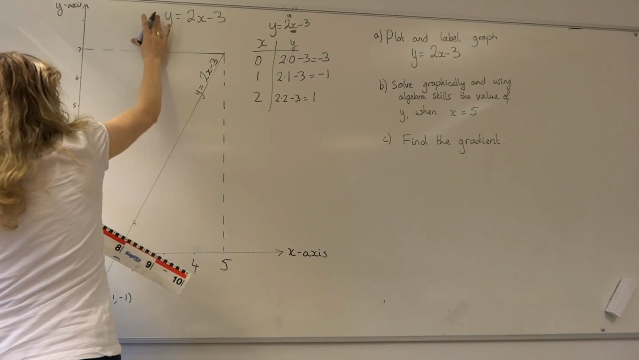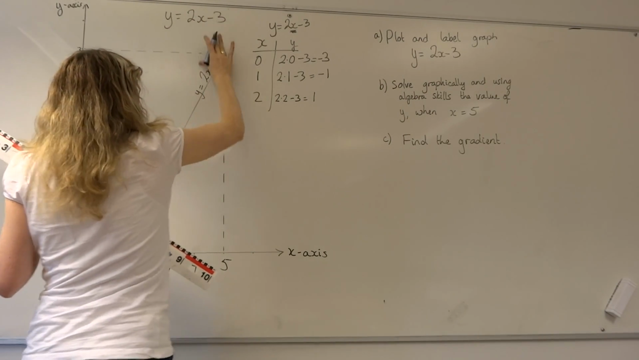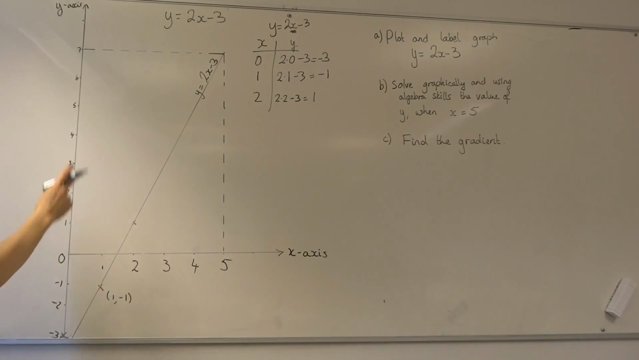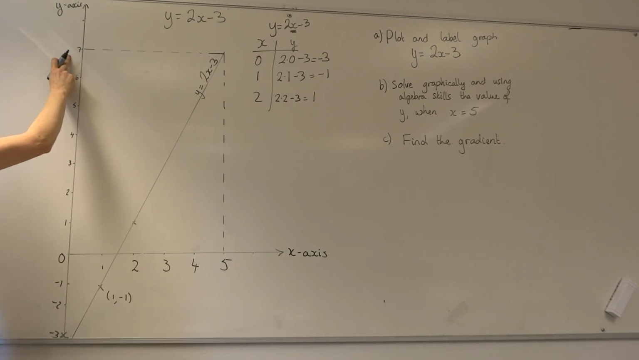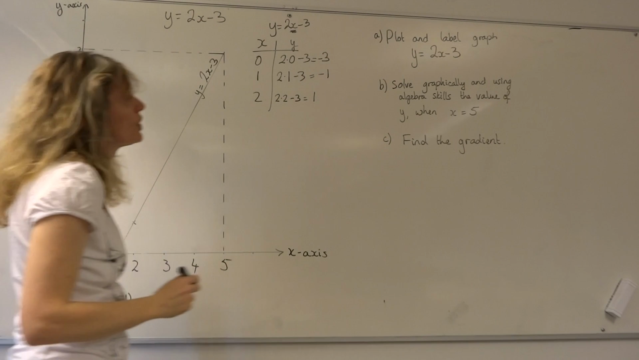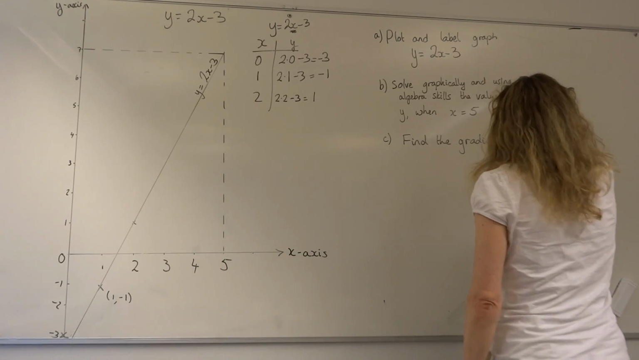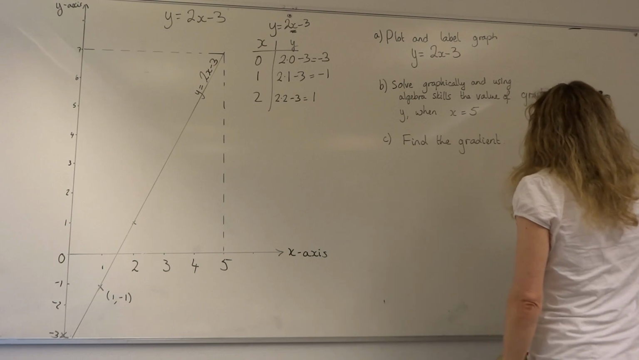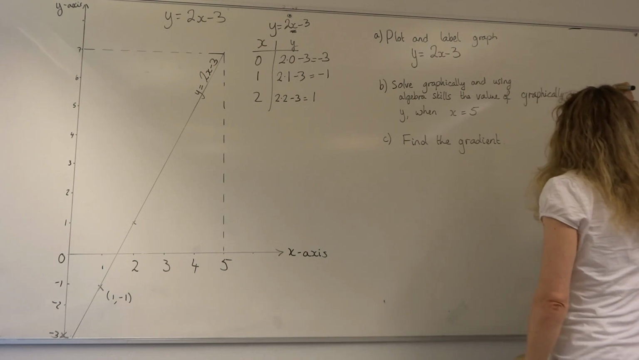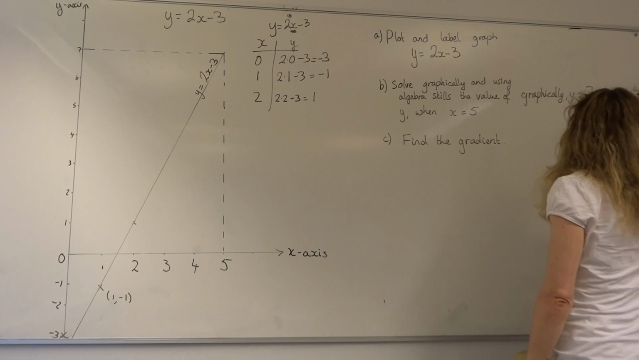And it's nice if you do dotted lines here. We can read that the value of y when x equals 5, just reading straight off the graph, is 7. So graphically, y equals 7 when x equals 5.